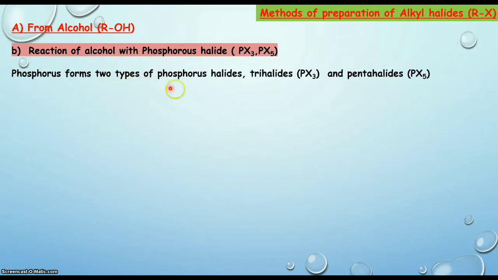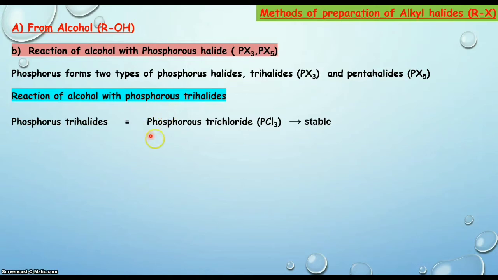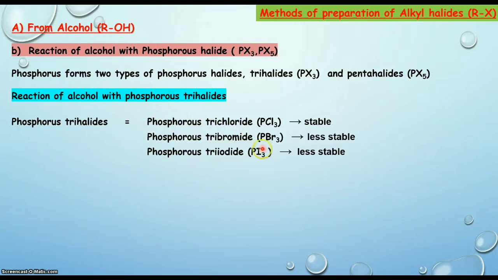Phosphorus forms two types of phosphorus halide, that is trihalides and pentahalides. Let us see the reaction of alcohol with phosphorus trihalides. These phosphorus trihalides are phosphorus trichloride, phosphorus tribromide and phosphorus triiodide. Among these, PCl3, that is phosphorus trichloride, is stable while PBr3 and PI3 are less stable.